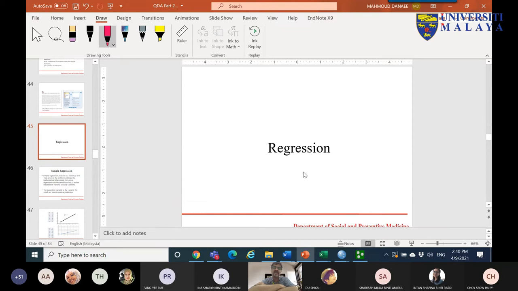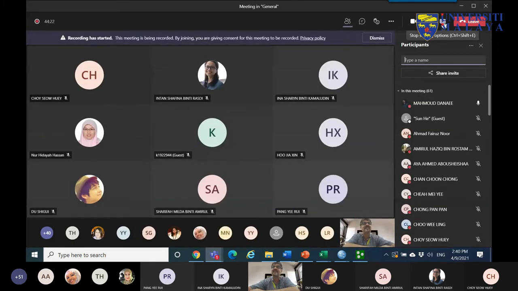So the next topic for today's talk is regression analysis. Can someone tell me what is the regression analysis? And when can we use and apply the regression? What is the meaning of the regression? Let me stop sharing. Okay, I cannot see your faces, never mind. What is the regression? Any idea? 61 participants are here. What is the regression?